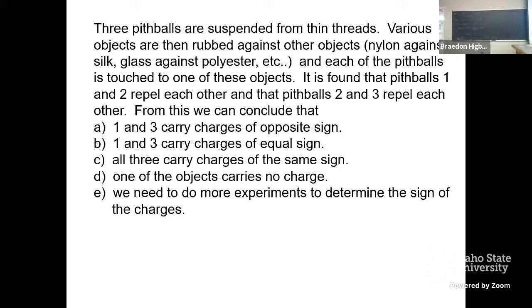I got five statements here. A: 1 and 3 carry charges of opposite sign. B: 1 and 3 carry charges of equal sign. C: All three carry charges of the same sign. D: One of the objects must not have any charge. Or E, we need to do more experiments to determine the sign of the charges. So basically, what can we conclude from these observations? Think about this for a bit, please.